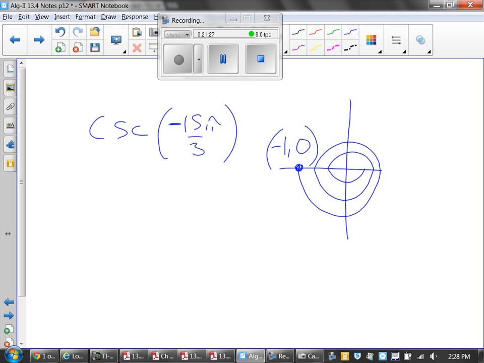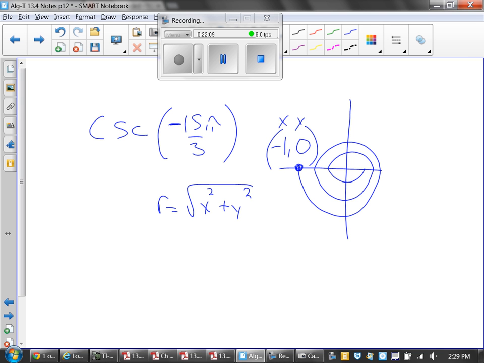Why is R always positive? When you use the Pythagorean theorem, you're squaring the x and the y, so it always becomes positive. If I use this as x and y, the r value is the square root of x squared plus y squared. What's negative 1 squared? 1. 1 and 0 is 1, and the square root of that is 1. So R is always positive when it's on the axis like this.